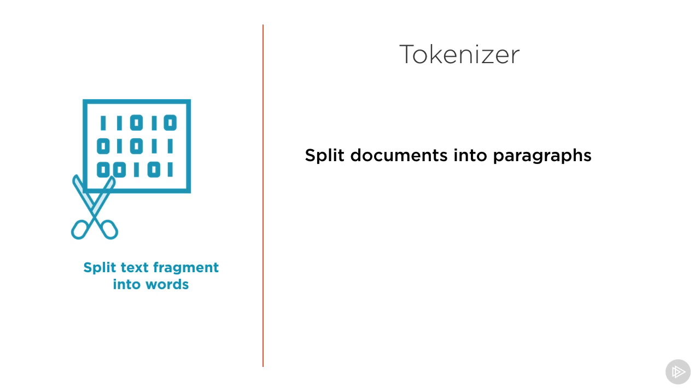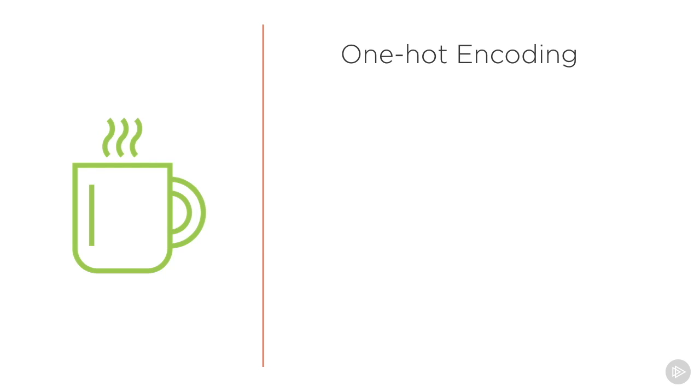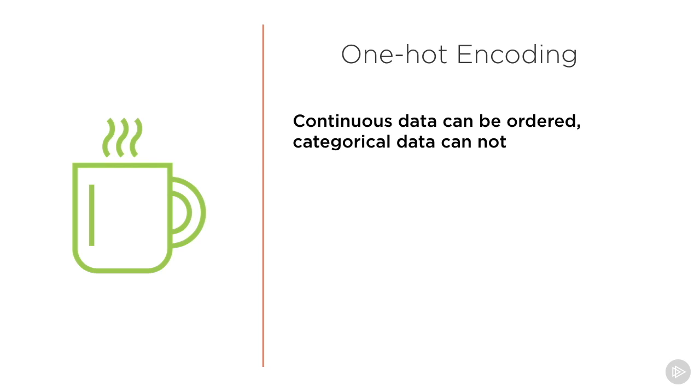You might want to split the entire document into paragraphs. You might want to split your paragraphs into individual sentences, sentences into words. Any machine learning library will offer simple functions to help you perform these transformations. One of the most common feature transformers that you might have used before is the one-hot encoding.